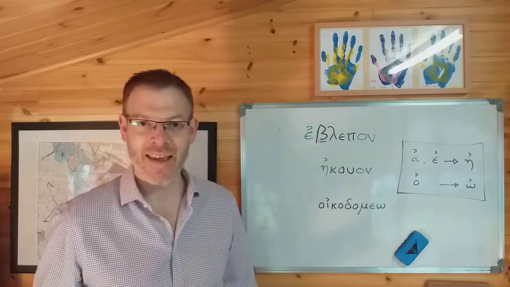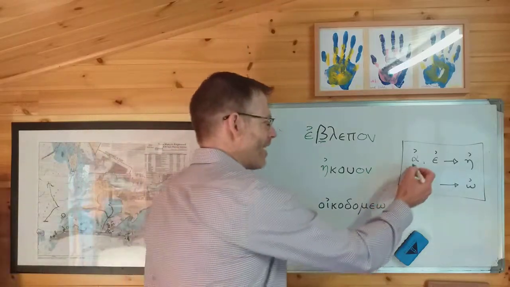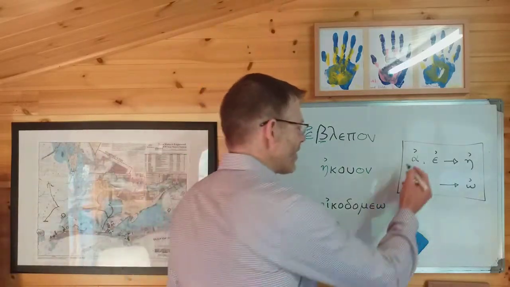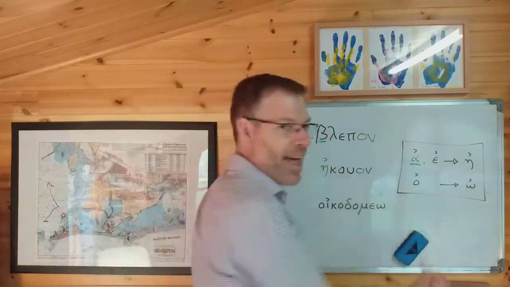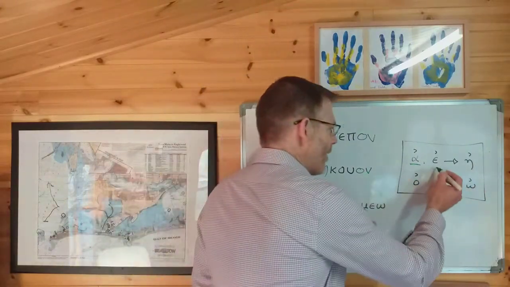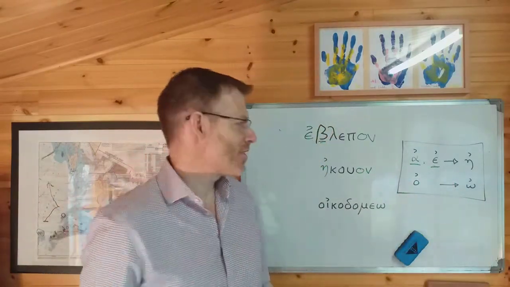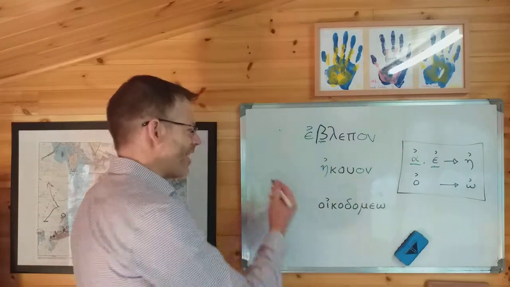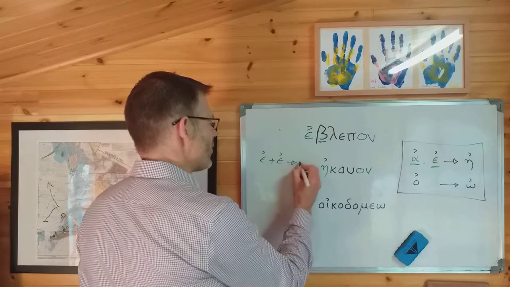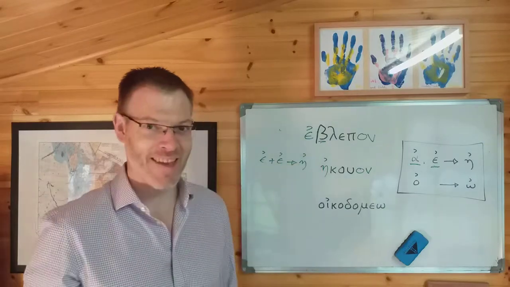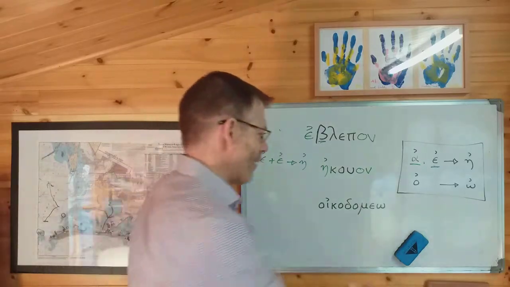Similar rules apply when you have verbs beginning with some other vowels, and those are illustrated in a box here. If you have a verb that starts with an alpha and you add an epsilon to it, you get an eta. If you have a verb that starts with an epsilon and you add an epsilon to it, you also get an eta. The rationale for that is easy to see as well: two short epsilons make a long eta. So the logic there is fairly straightforward.